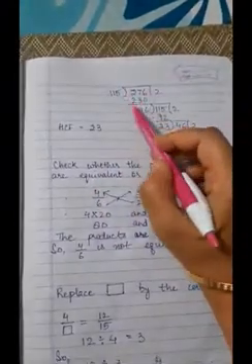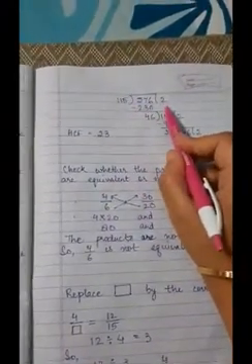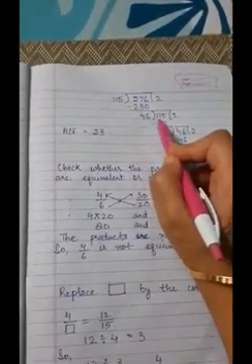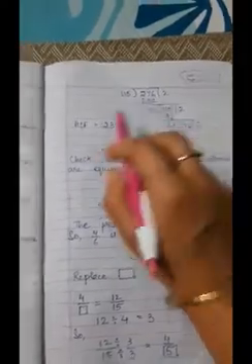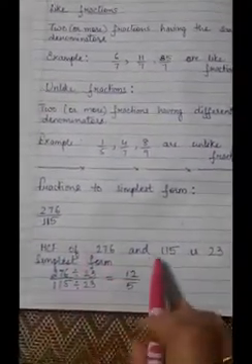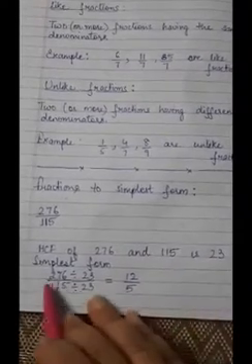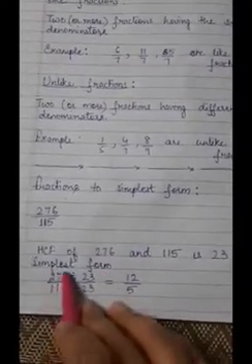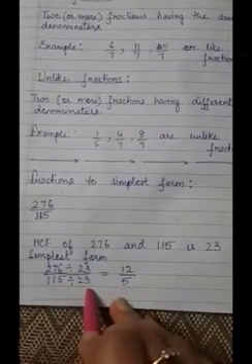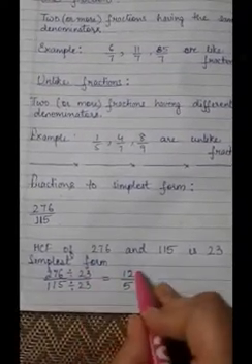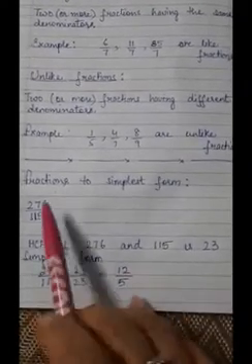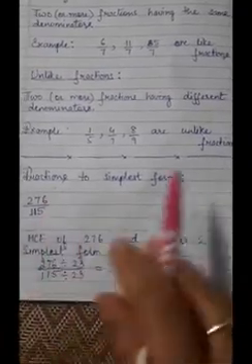You people have already done HCF in your previous classes. So it is not necessary that you use the same division method. You can use the other method also. Now HCF of these two numbers is 23. So now to convert this to the simplest form, we'll divide these two numbers by 23. So when you divide the number, it will become 12 upon 5. That is the simplest form of this fraction.